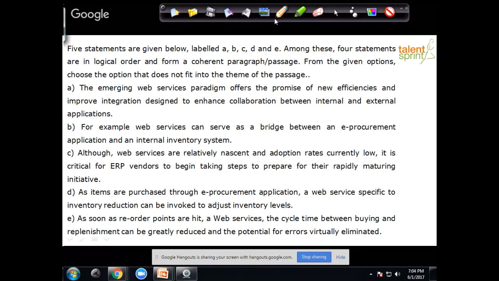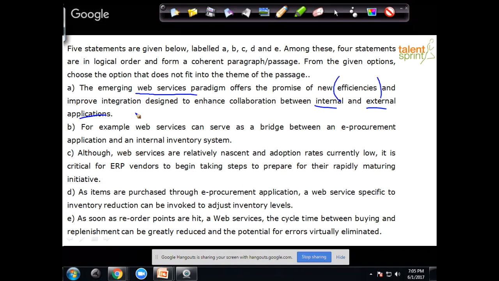So we know, the context is revolving around web services. That's pretty much apparent. Okay. Promises of what? New efficiencies. As I speak, I'm asking questions, so I'm highlighting keywords. Okay. The collaboration is to enhance collaboration between internal and external applications. Okay. And then I see B.